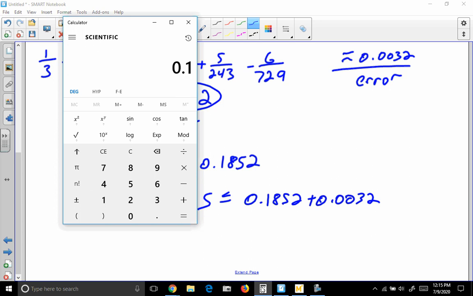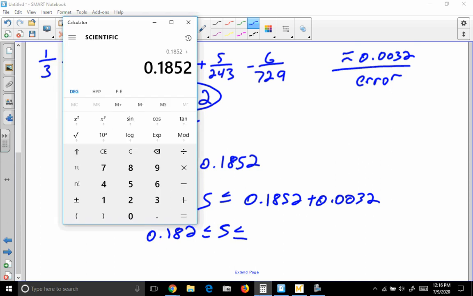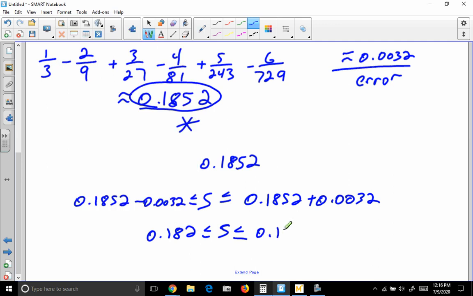So 0.1852 minus 0.0032 is 0.182. And if we add the error, 0.1852 plus 0.0032 is 0.1884, if I could say it correctly. So the actual sum is in between those at some location.